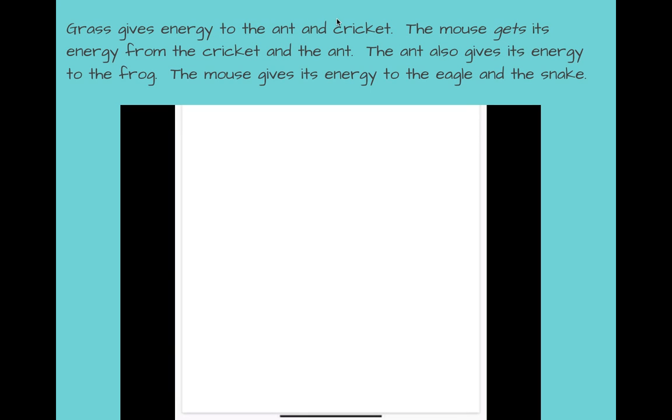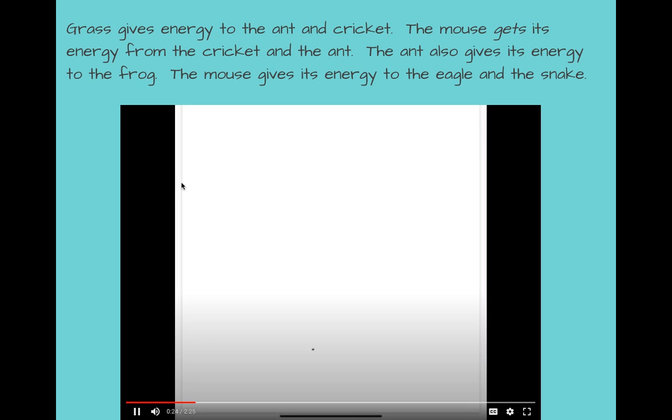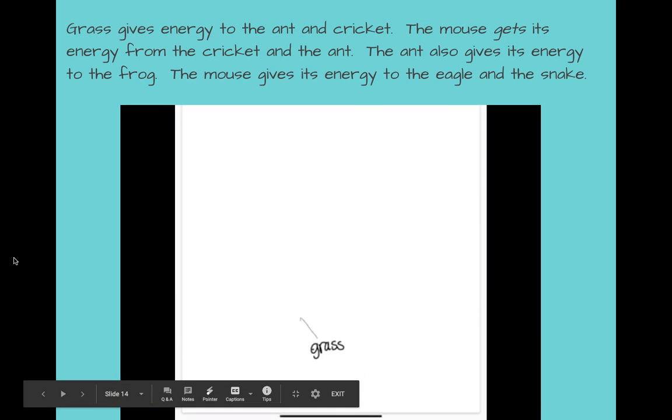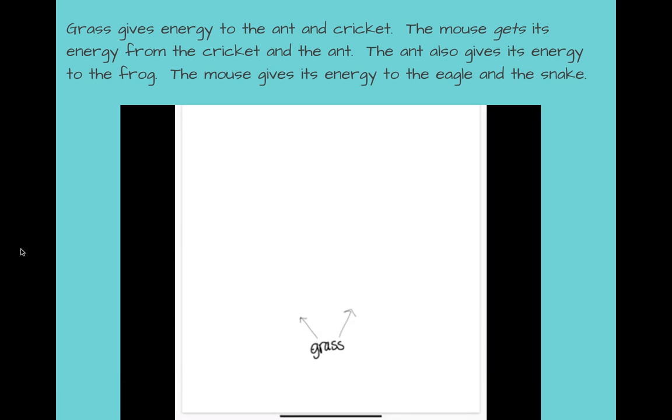So we are going to focus on one sentence at a time so that it doesn't get too intense and we don't get overwhelmed. So the first sentence, grass gives energy to the ant and the cricket. So we know that we're going to start with grass. Grass is at the bottom of our food chain. And the grass gives its energy to two different things. So I'm going to put my arrows going out from it. And I know that it gives its energy to the ant and the cricket.